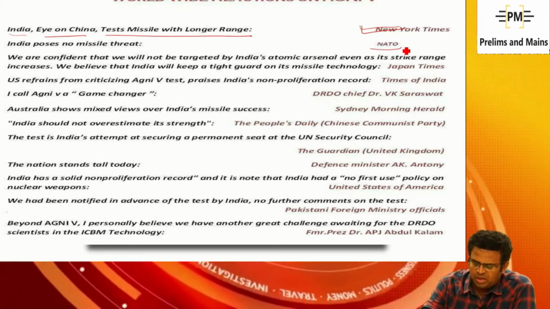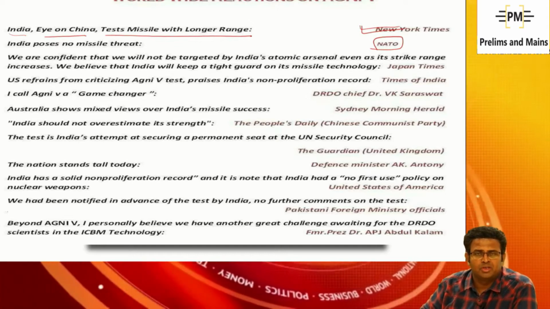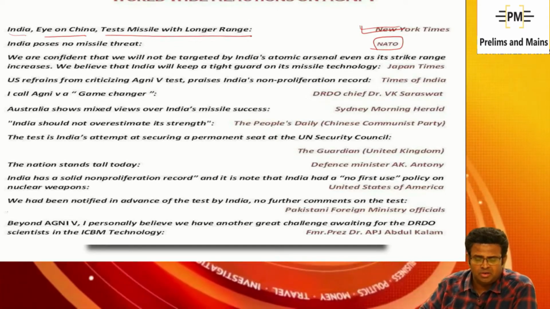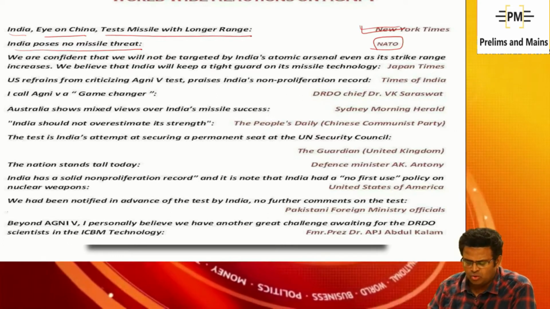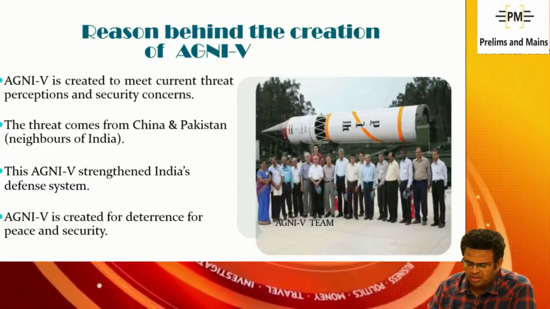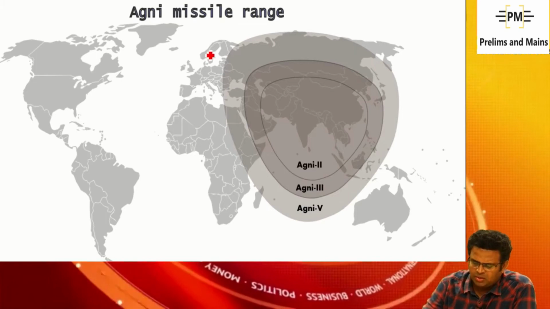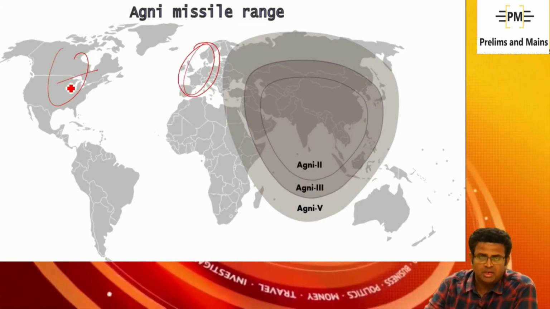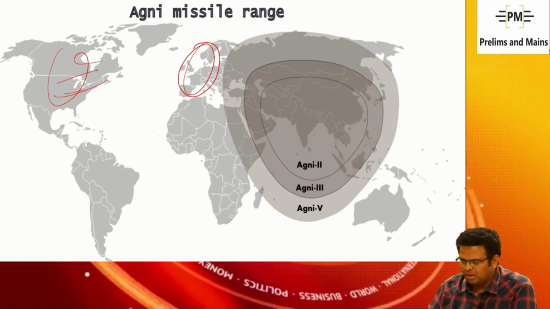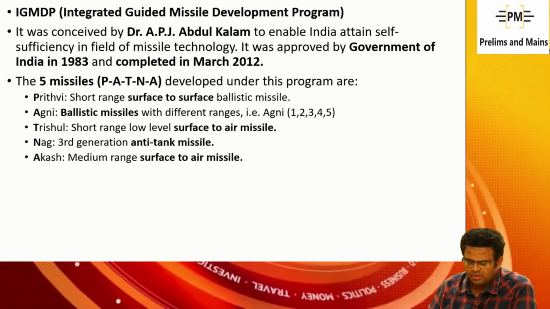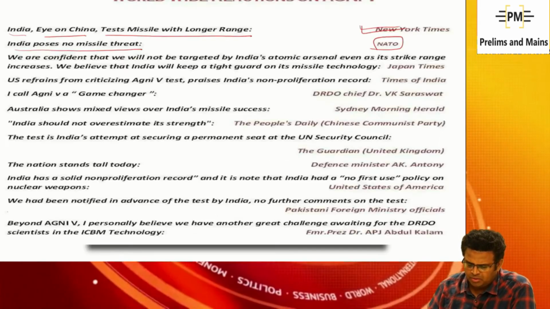Now the NATO, I can't explain a lot. It is the North Atlantic Treaty Organization, one of the organizations of developed countries of Western Europe and the developed countries of North America. So India poses no missile threat. Why does NATO say that India poses no missile threat? Because NATO means Western Europe and the North American countries, and they are not coming in the range. So they say there is no threat to them. So this is the point of concern of NATO only, clear? So NATO says that.